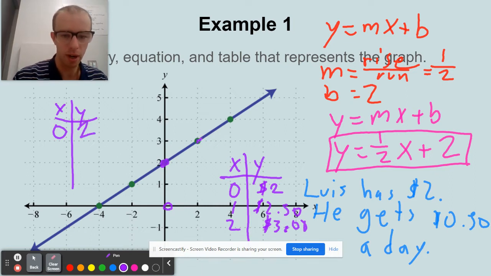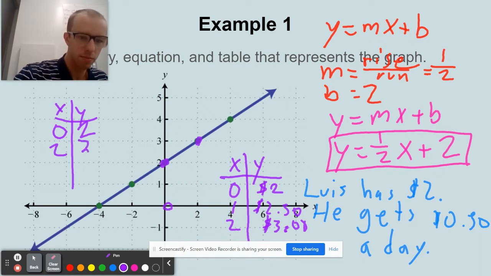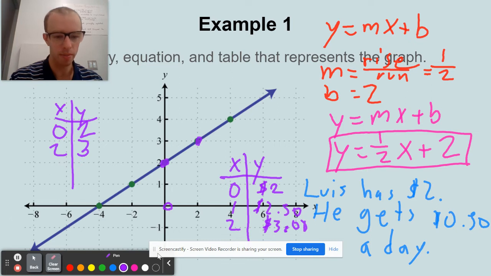I could do this point right here. Where am I at on the x line? I'm at 2. Where am I at on the y line? I'm at 3. Look at how these points are the same. Here and here. Look, 0 and 2, 0 and 2, 2 and 3, 2 and 3. They're the exact same because it doesn't matter how I do it, they're all the same thing. They all show us the exact same information.